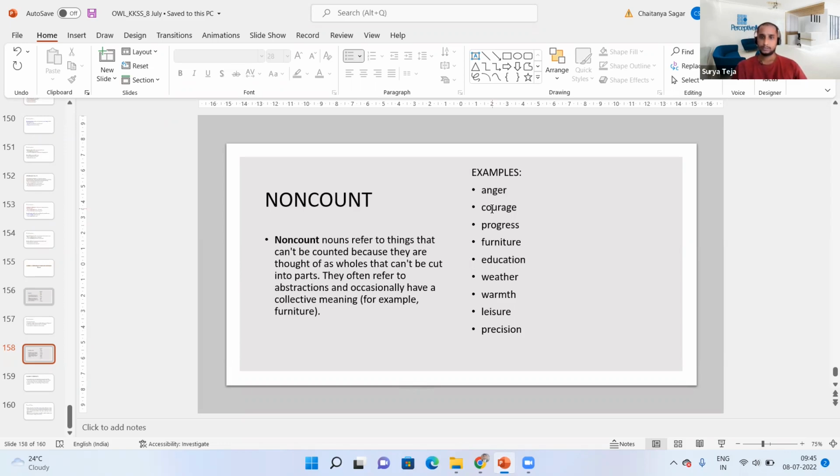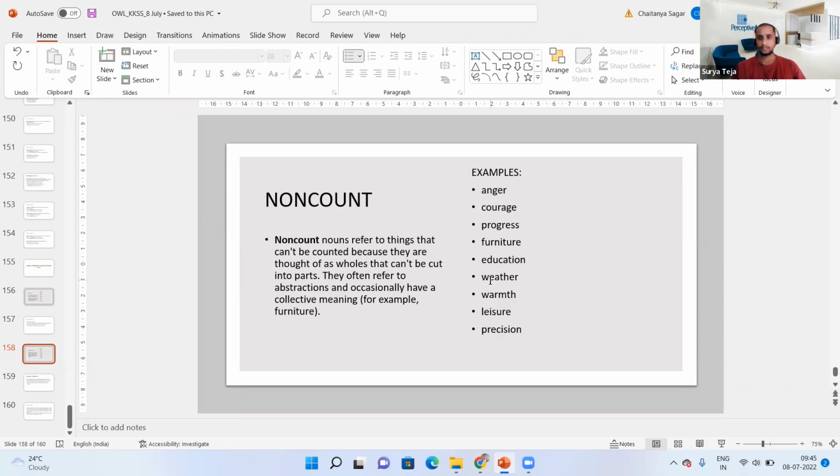You would not say how many courages. You would say how much courage. Courage is an uncountable noun. Progress. You wouldn't say progresses. Furniture. You wouldn't say furnitures unless there are different types of furniture. Education, you would say education. You won't express it in plural form. Education is expressed as a whole item, or the whole element.